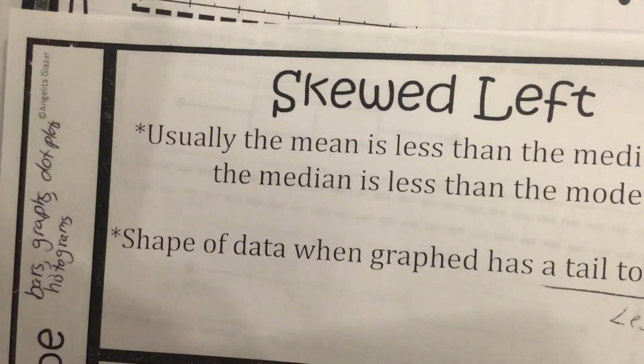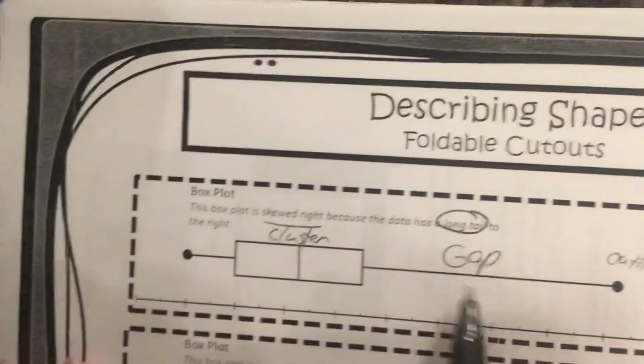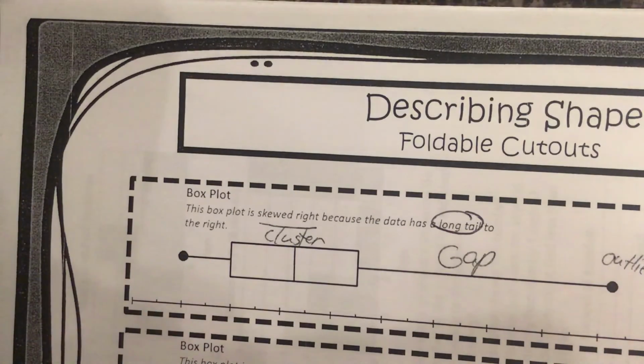Okay. Whenever they're asking you what the shape of data is, the key here is to draw it and find your tail. Whichever way the tail is, that's the way it's skewed. Thank you.